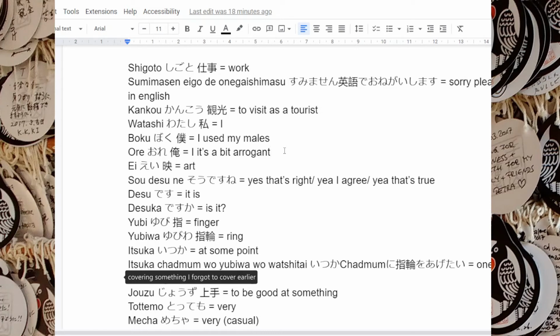Again, as a foreigner, if you go over there and you're using either boku or ore or watashi, I don't think any Japanese person's really going to be bothered about it. They might correct you and say, oh no, you need to say watashi, or oh no, it's boku you need to say, kind of thing. But I don't think it will be a big deal, but it does come across as a little bit arrogant, apparently.